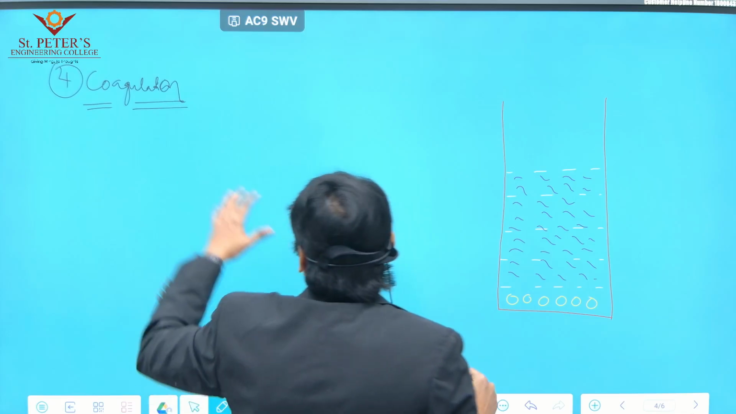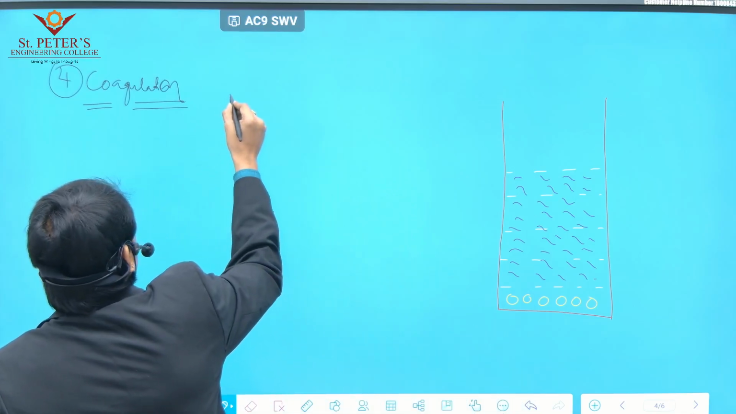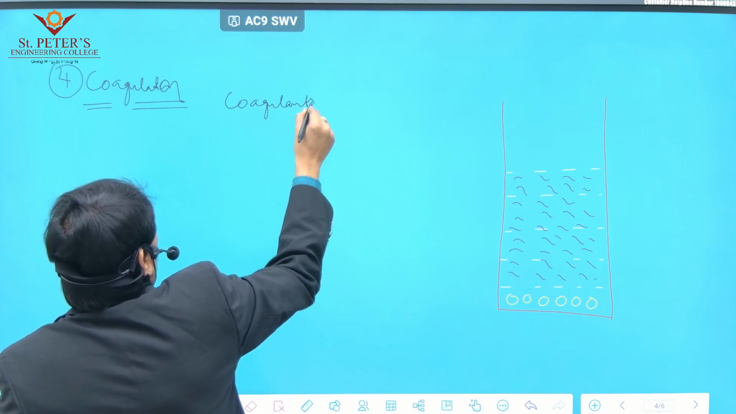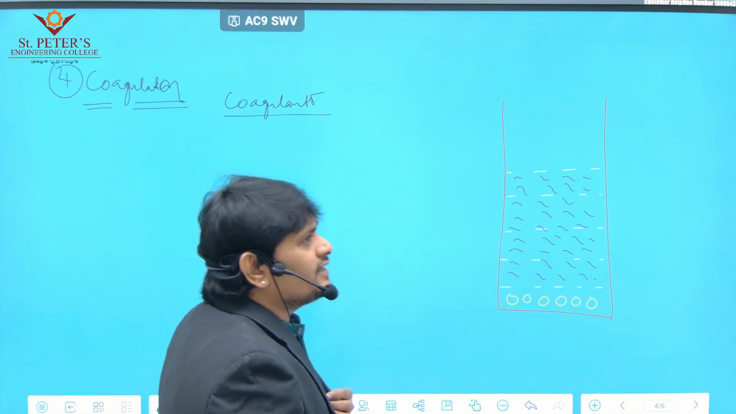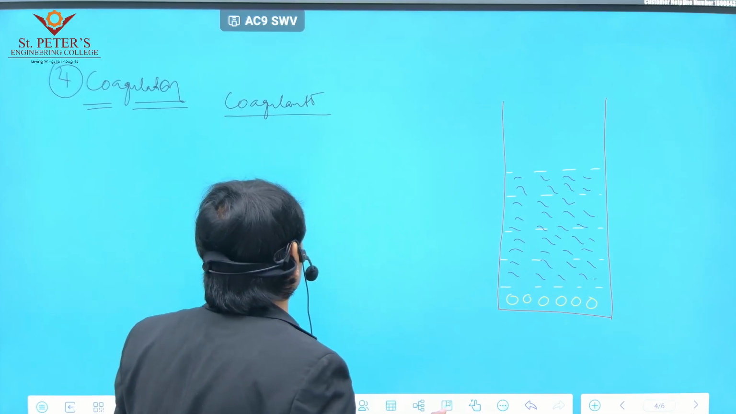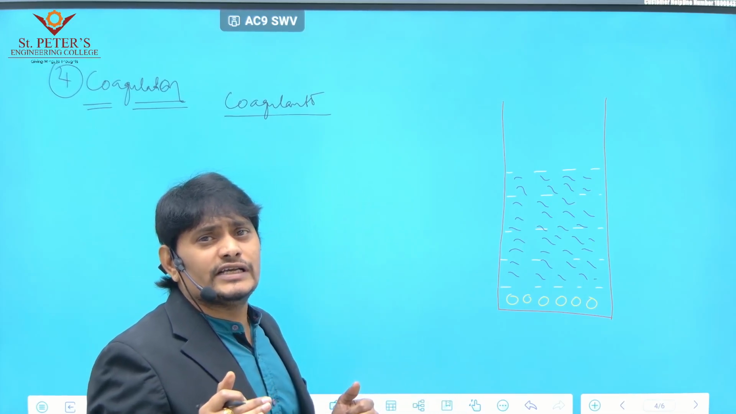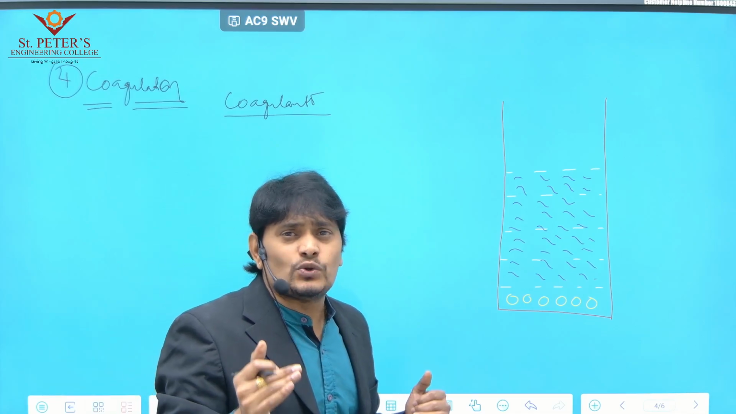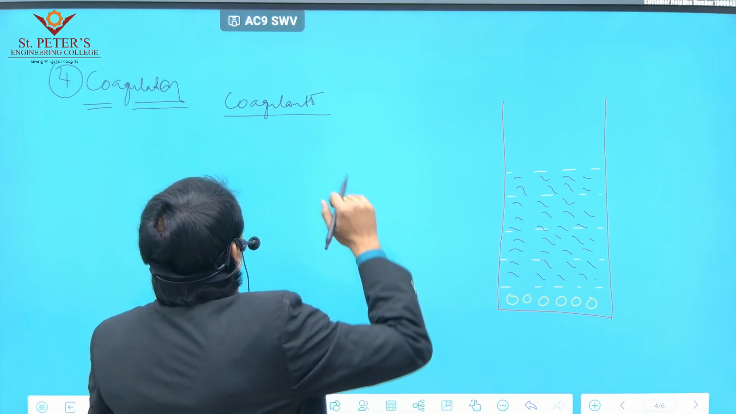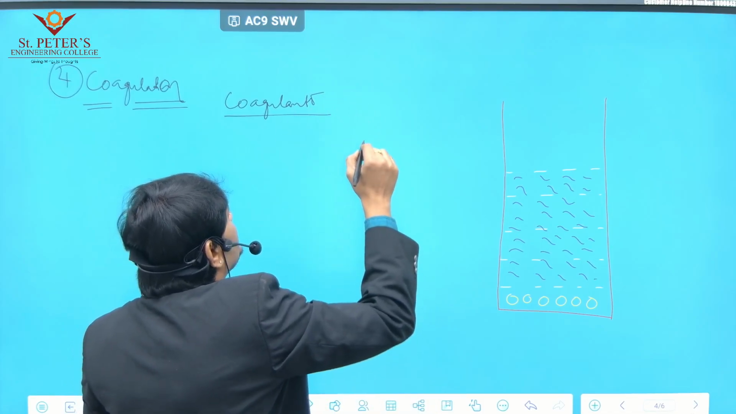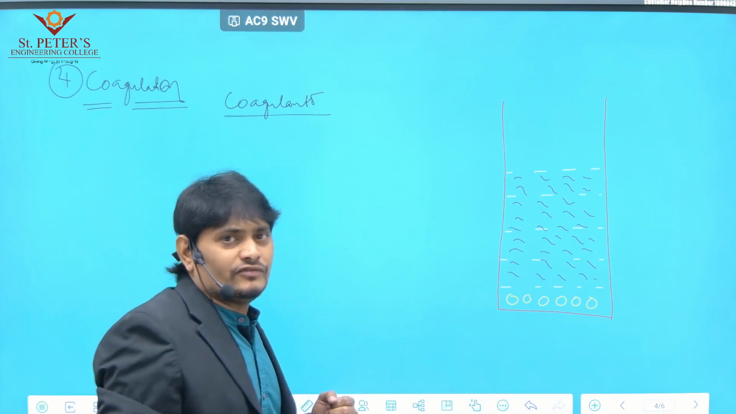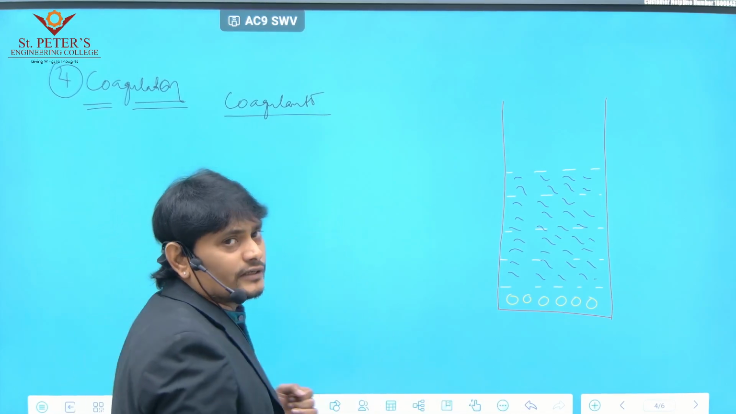This coagulation method involves the usage of chemicals called coagulants. These coagulants will convert the lighter particles into heavier particles. One such example of a coagulant is aluminium sulfate. Now, there is no need to remember. There is no need to memorize anything. So, for example, if we take aluminium sulfate, just now I said that aluminium sulfate is a coagulant.